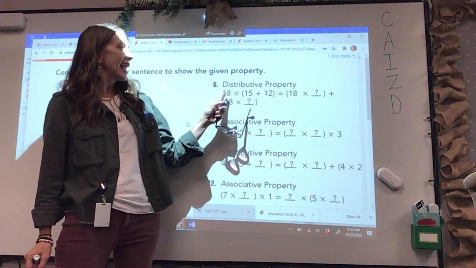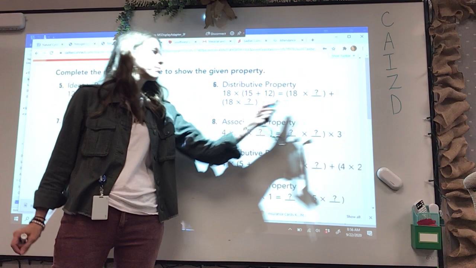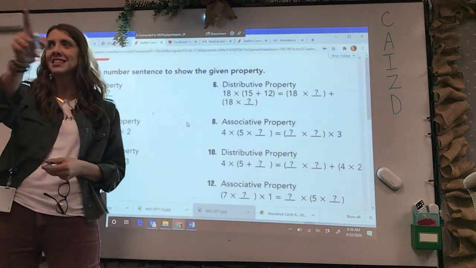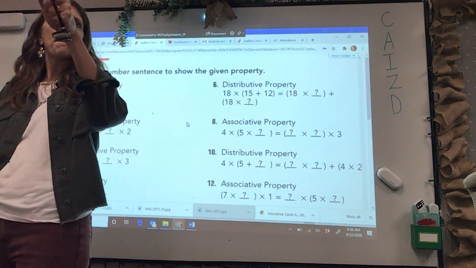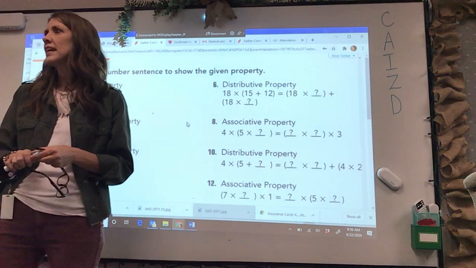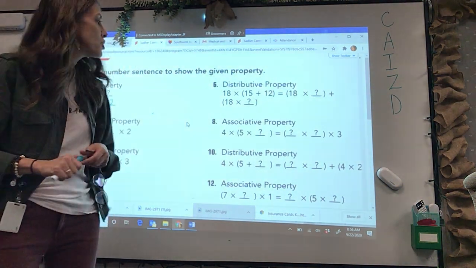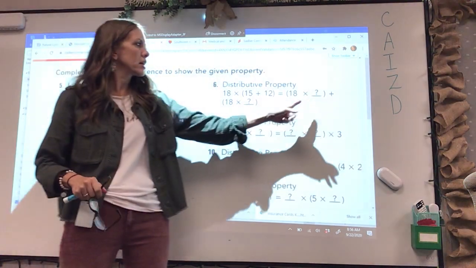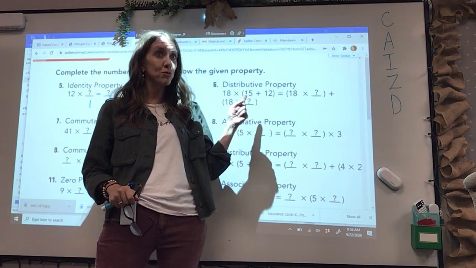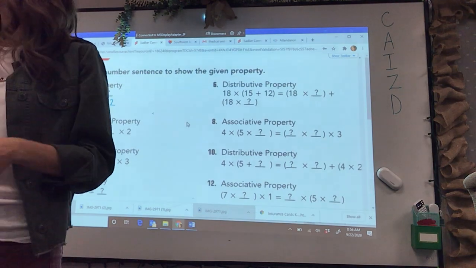Distributive property. 18 times 15 plus 12 is the same as saying 18 times what plus 18 times what? There should be 2 numbers right here. Let's see if we can get them. Put yours down when I say yes. Yes, sir. Good job, guys. Joey, no. Joey, look at these 2 numbers. Neither one of them would be 18 because it's 18 times what and 18 times what, okay? You're right there. No, Peyton, check again. Yes, yes.